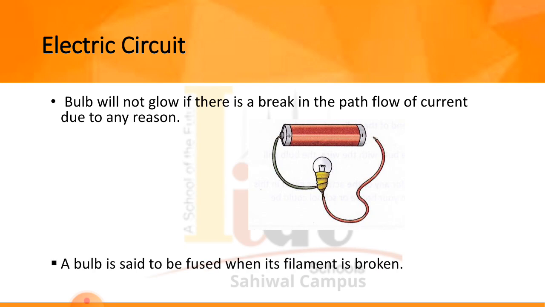A bulb is said to be fused when its filament is broken. If the filament of the bulb is broken due to any reason, this will stop the flow of current in the circuit and the bulb will not glow. The filament may be broken due to high temperature or electricity fluctuation. A fused bulb also creates a gap in the electric circuit and no current will flow through it.